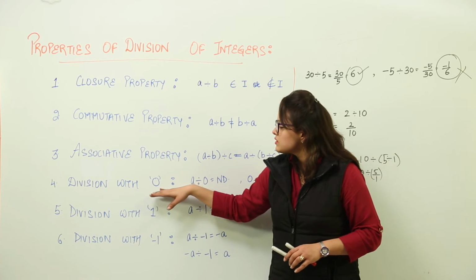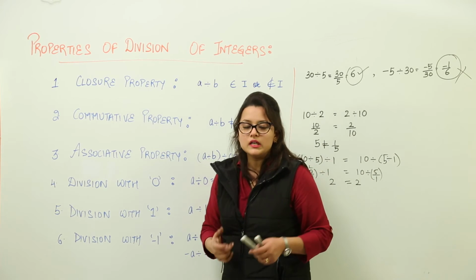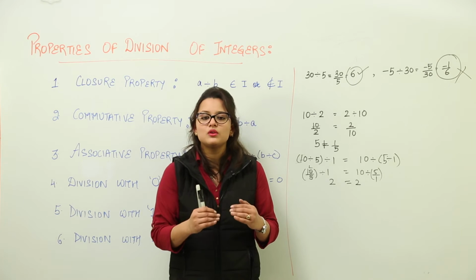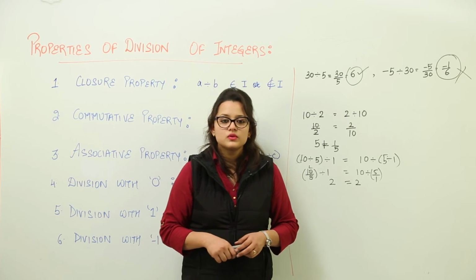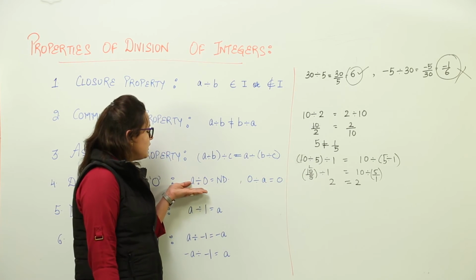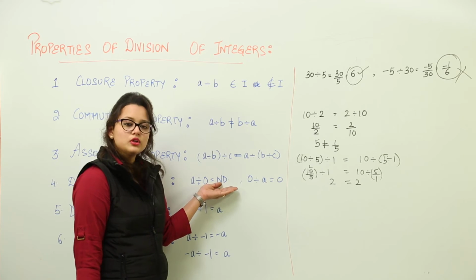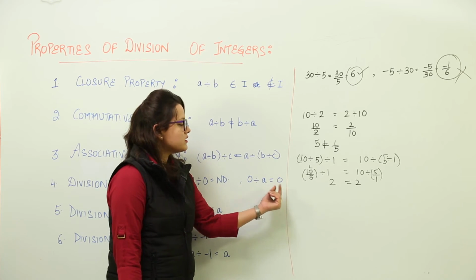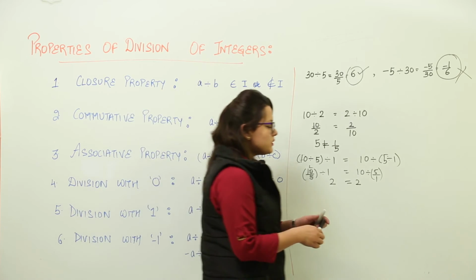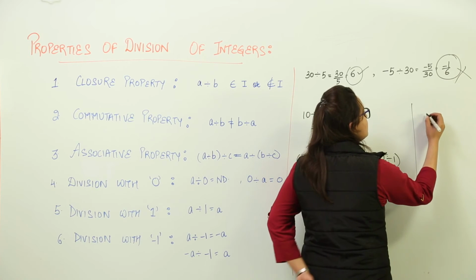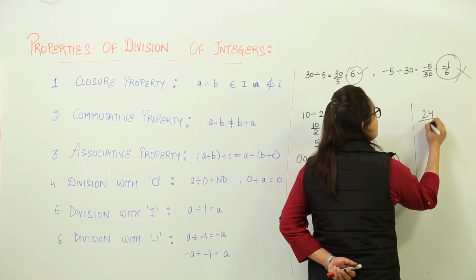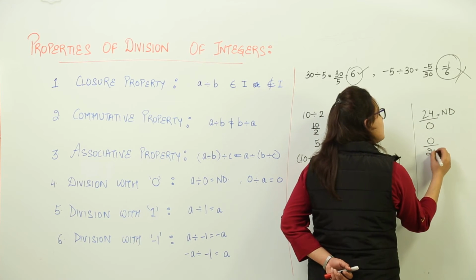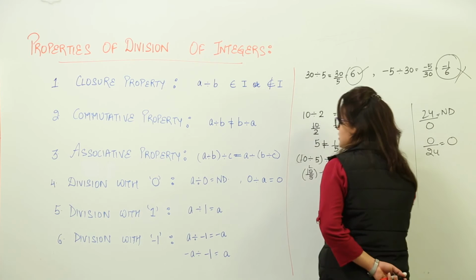The next is the division with 0. When you are dividing any integer with 0, as we discussed, any number divided with 0 is not defined in maths. Whereas if you divide 0 with any integer, the answer would be 0. We have done so many examples for this. Let's say you do 24 divided with 0. This will be not defined, but if you do 0 divided with 24, the answer would be 0.